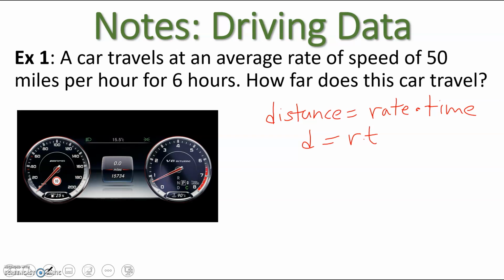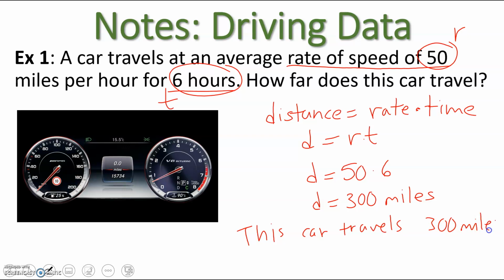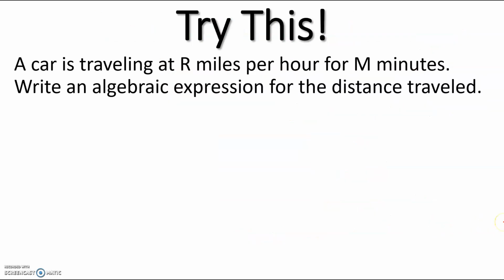Now in this case, we know a couple of things. We know our rate, so that's our r, which is 50, and we know the time, our t, which is 6 hours. So that gives us d is equal to 50 times 6, or d is equal to 300 miles. So this car travels 300 miles. And that's it. Now it's your turn to try.